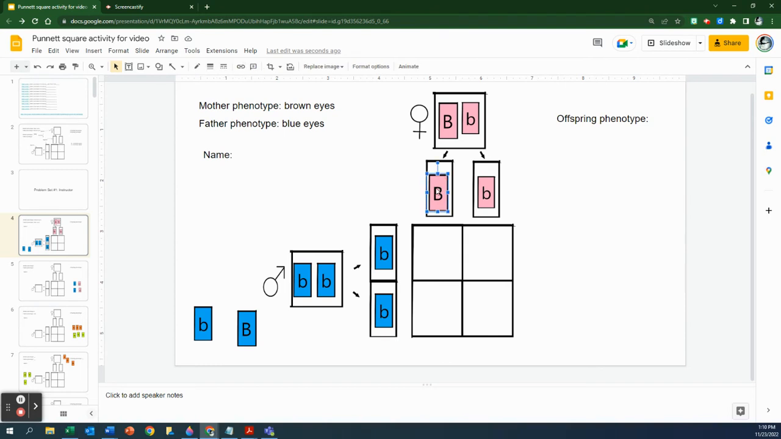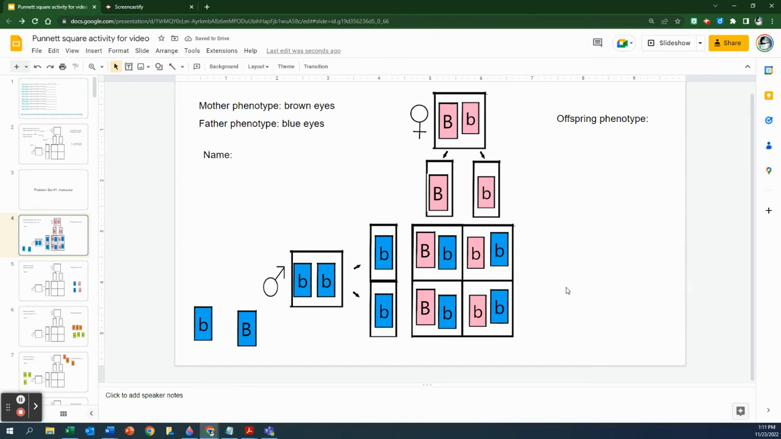And so to fill out the Punnett square, all you're doing is dragging these things down. Control C, Control V, and you're just going to drag them across to fill the square. And then the same here. Control C, Control V, and there you go.